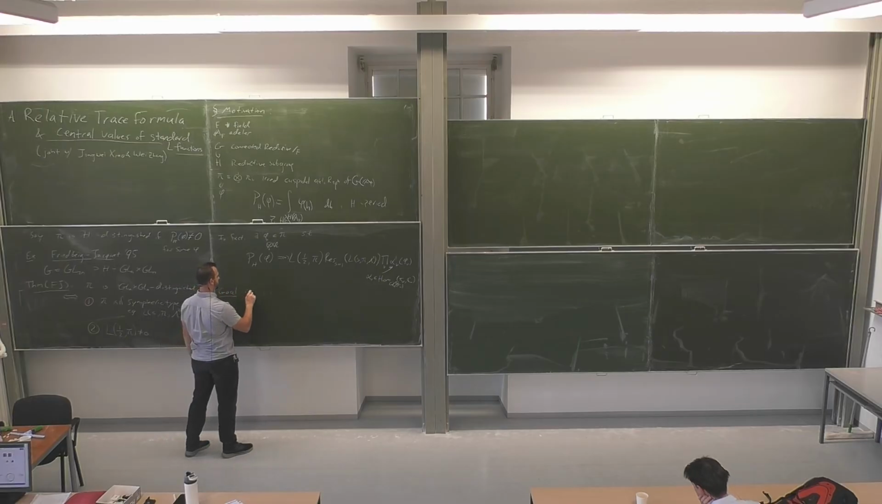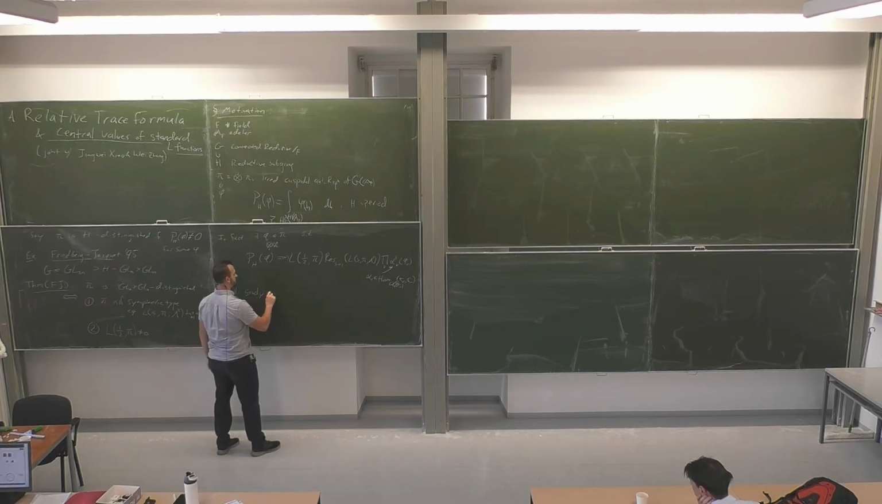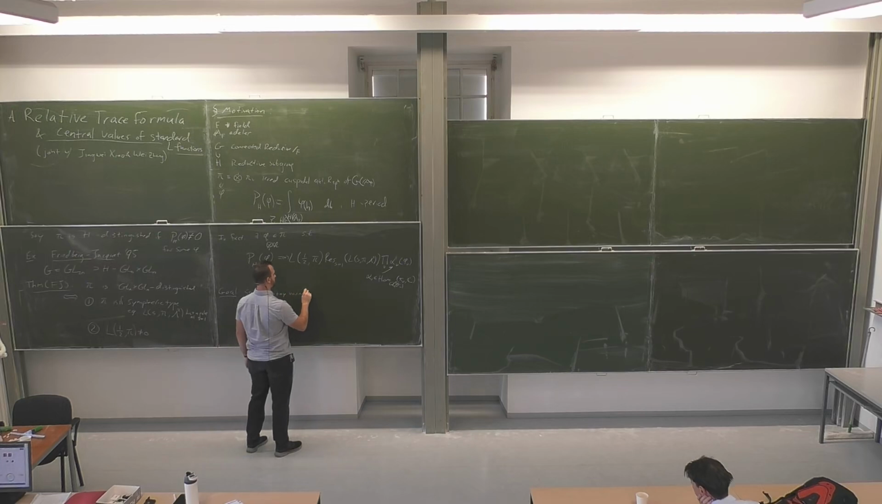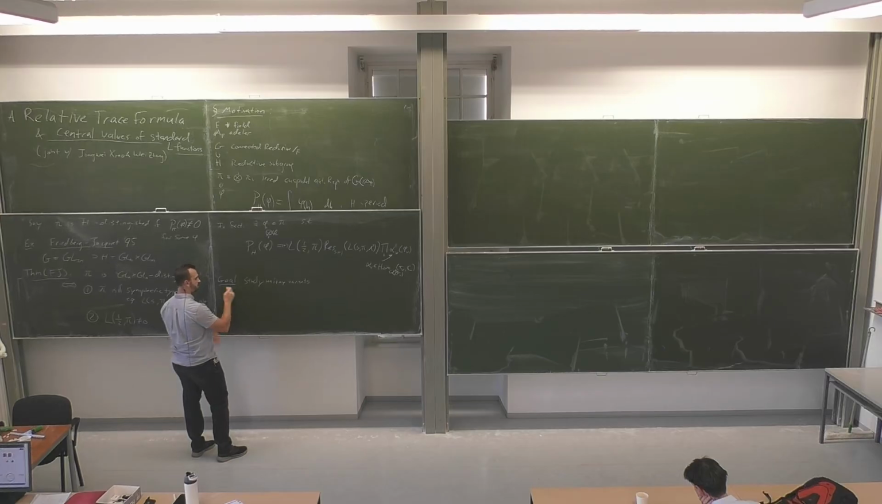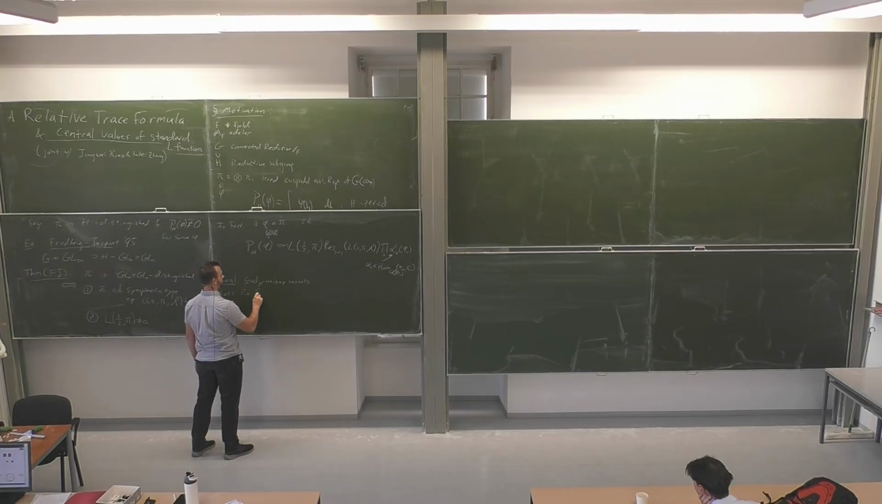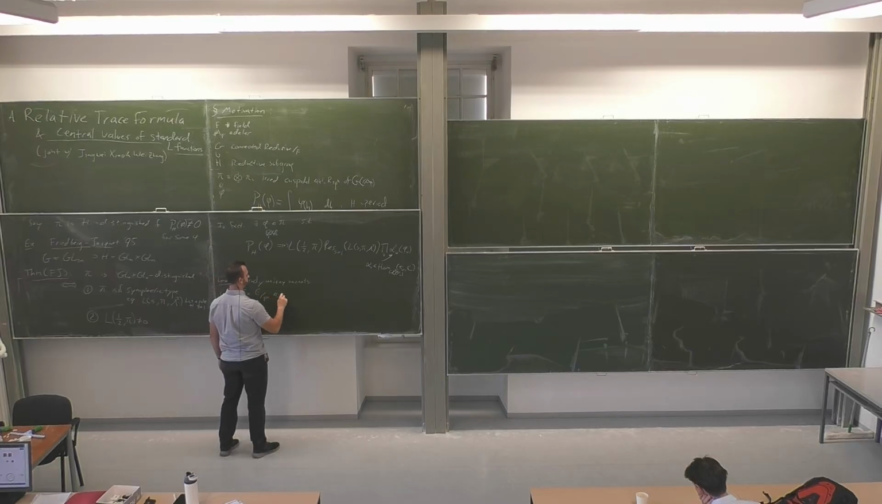So I want to study unitary variants of this. And so what do I mean by that? I mean the following. So this could mean a lot of things, but we'll just start off with, so let's fix E over F some quadratic extension.